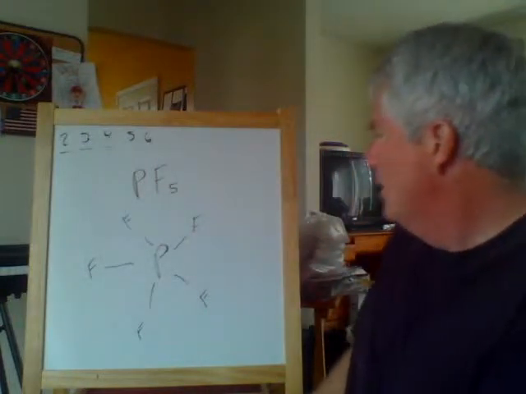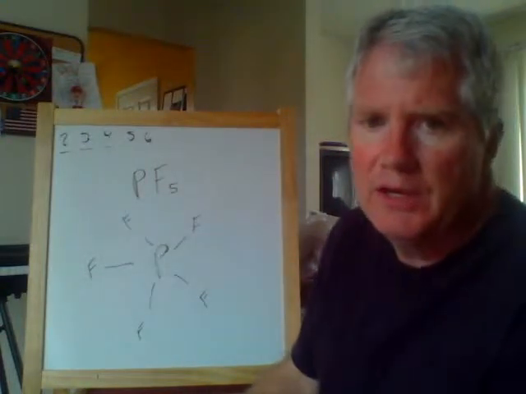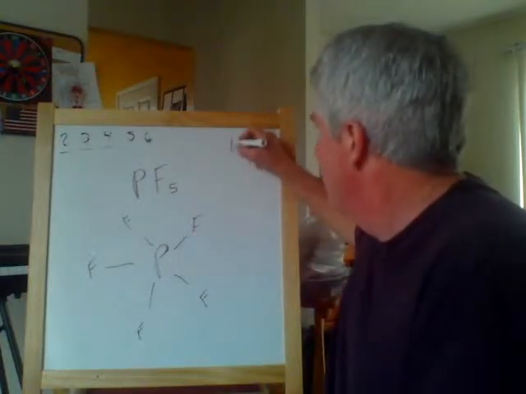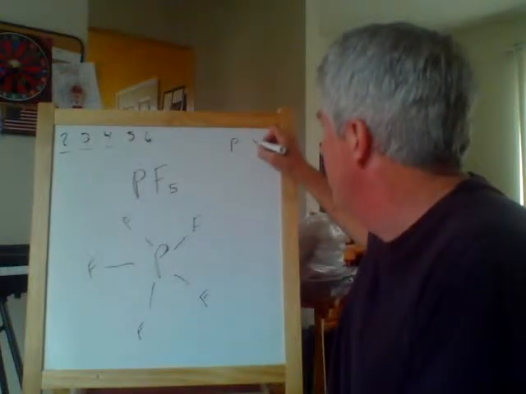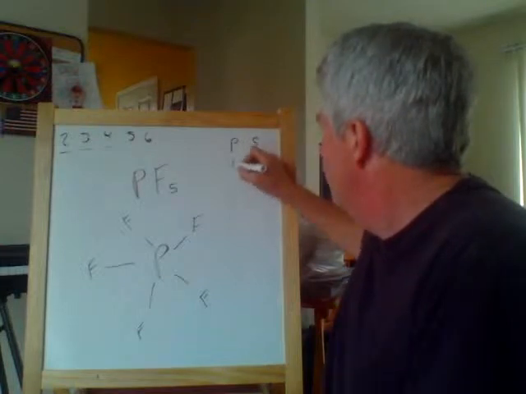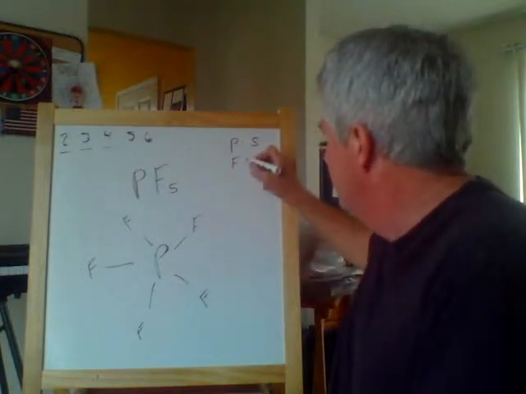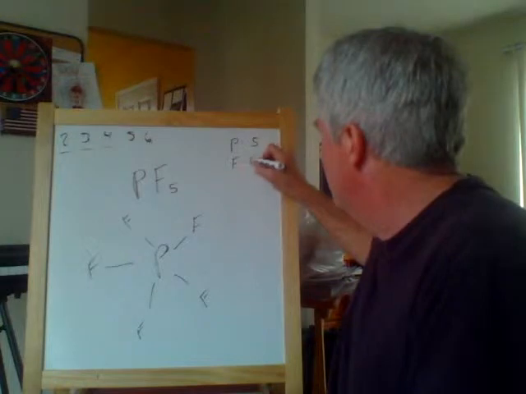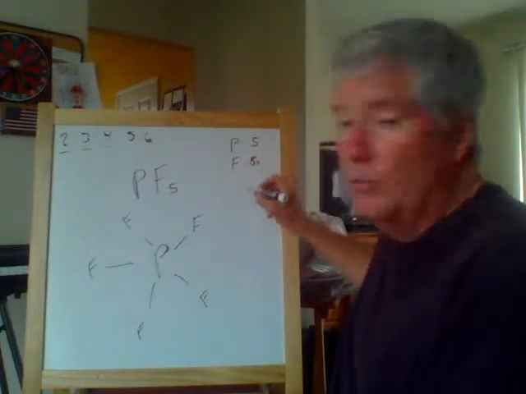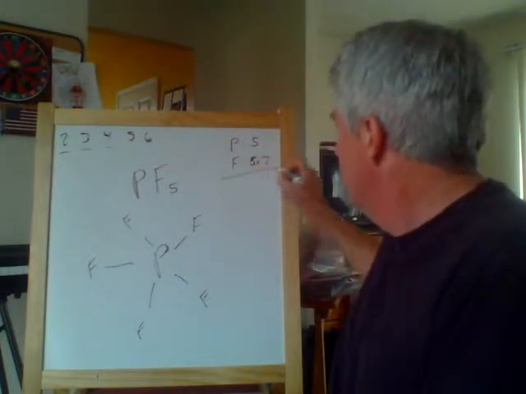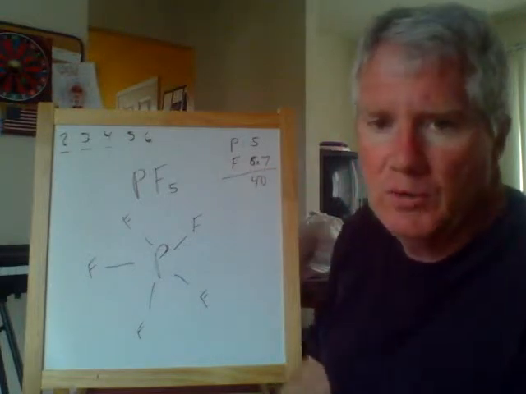Okay. Now we have to do our valence electron counts. So phosphorus has 5, right? And fluorine, we've got 5 of them, so it's 5 times the number of valence electrons for fluorine, which is 7 each. So that's a total of 40 electrons. We're going to be busy here, aren't we?